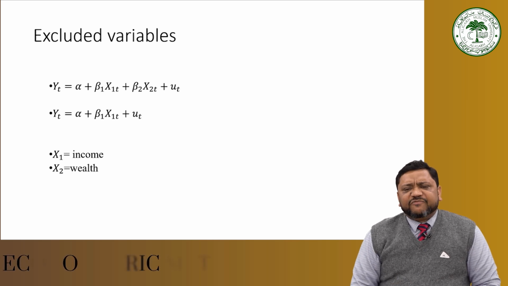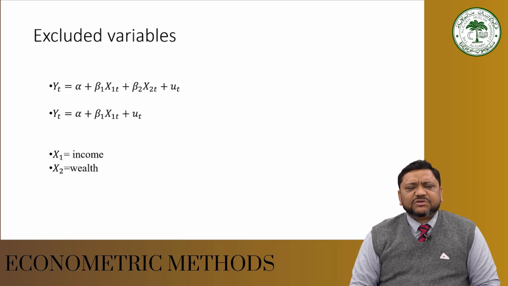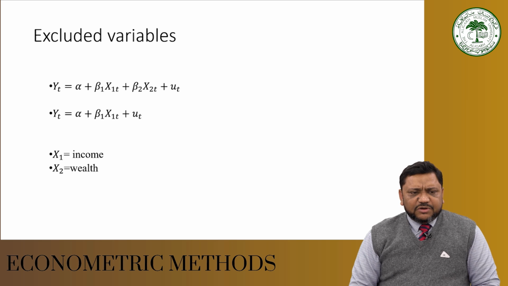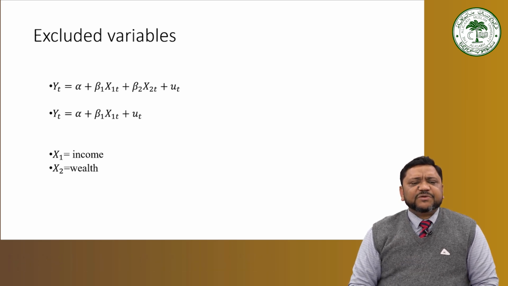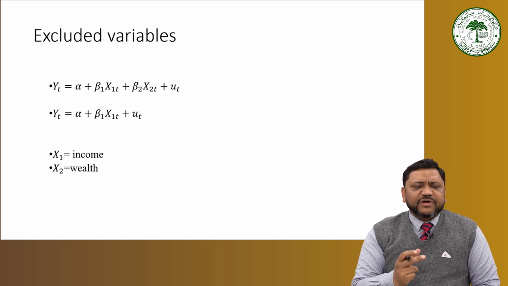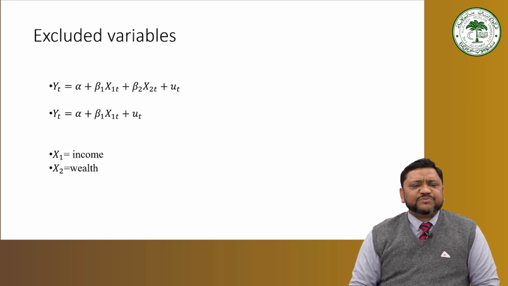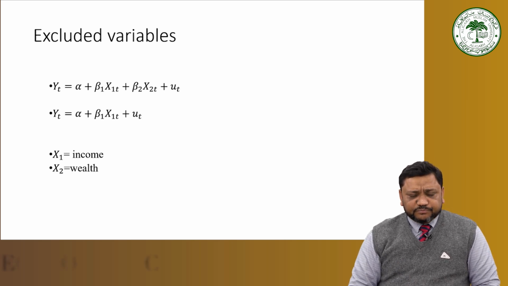Say, assume we have a consumption function. Our theory says that consumption does not only depend upon income but also on wealth. But we excluded wealth while estimating; we have taken only one variable, and that is income. So our actual model should have been yt is equal to alpha plus beta 1 x1 plus beta 2 x2 plus ut, but we have excluded the x2 variable, wealth, and have just included one variable, income.